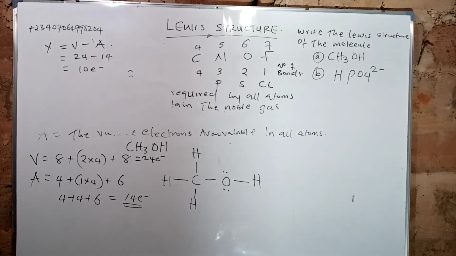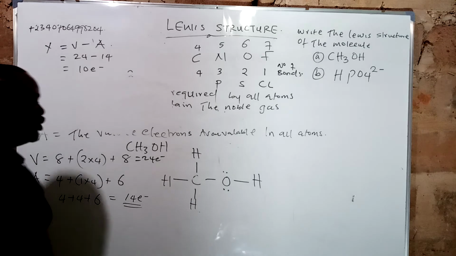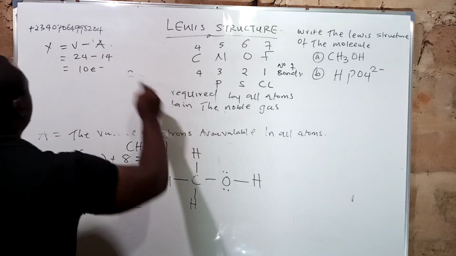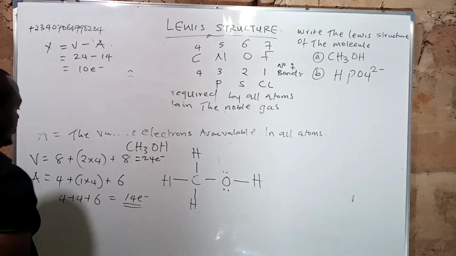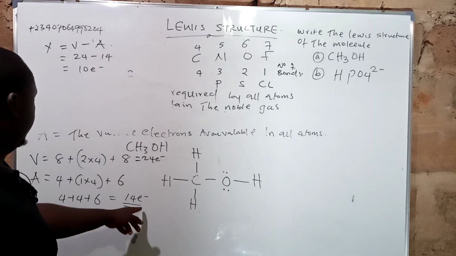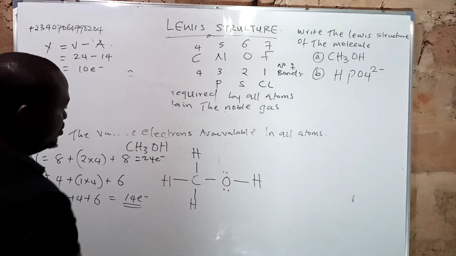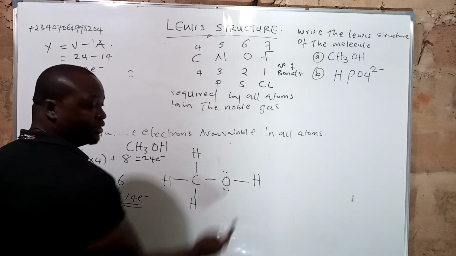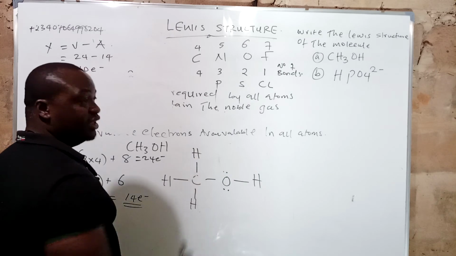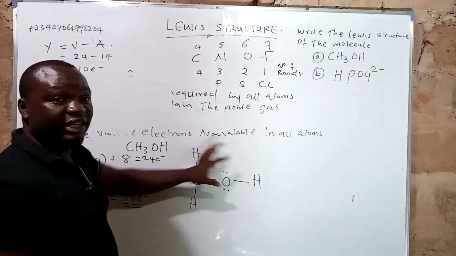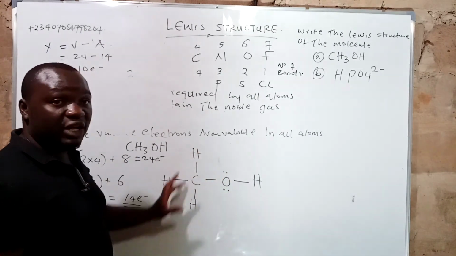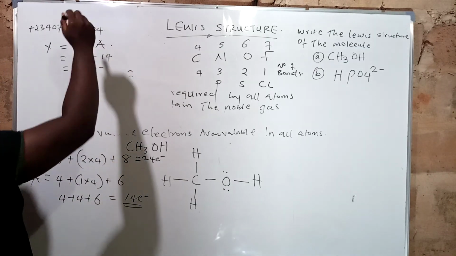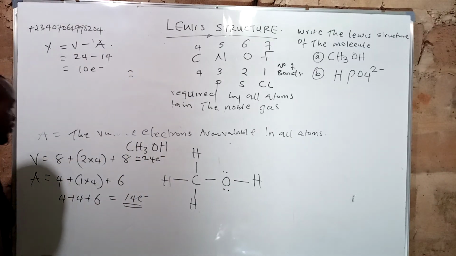Now, if you want to confirm your answer, the total number of bonds here, or the total number of electrons here, should be equal to A. Now, our A is 14 electrons here, right? So count it. We have 1, 2, 3, 4, 5, 6, 7. Each one is a bond. So we have a total number of 14 electrons. Once you do your Lewis structure, it must be equal to what? It must be equal to your A. So that is it for this one.